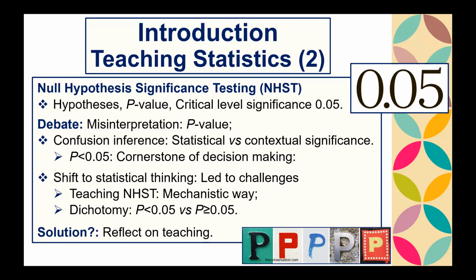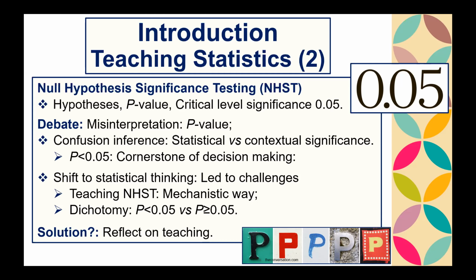Now, I think one of the biggest challenges that a lot of us face in teaching is teaching null hypothesis significance testing. It's created a lot of debate in itself as to whether we should be using it. But obviously it needs no introduction: the null and the alternative hypotheses, with a p-value and a critical level of significance of 5%. But the debate that has intensified, particularly in the last 10 years, is around the misinterpretation of the p-value. And I could give you numerous examples of misinterpretation that students sometimes feed me.